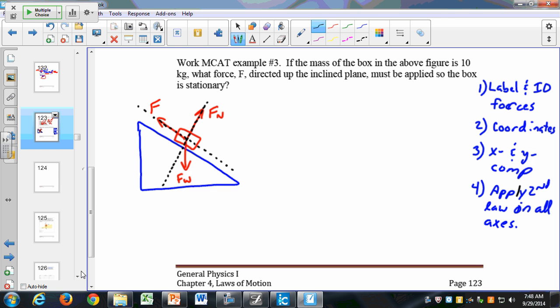Another reason is for our acceleration. In this case, this thing's not accelerating at all. But what if it was accelerating up or down the inclined plane? What would be the result if we didn't draw a rotated coordinate system? That is, instead of drawing it like this, we drew our x-axis like this and our y-axis like this. What would be a problem with doing that with regards to the acceleration?